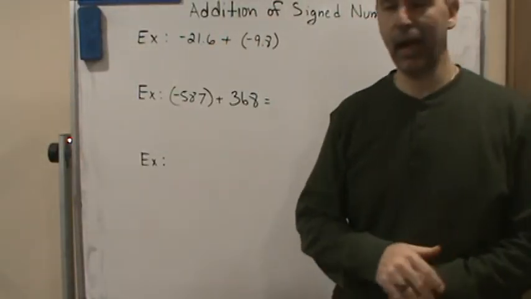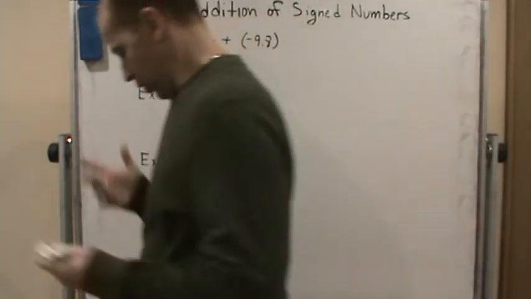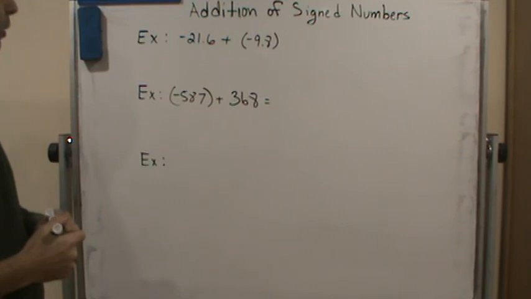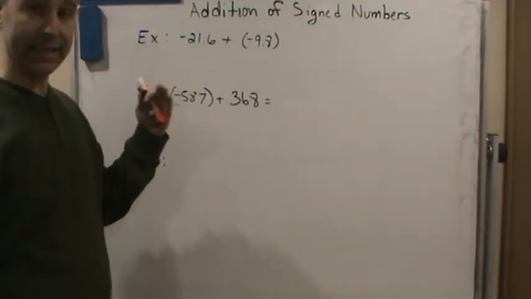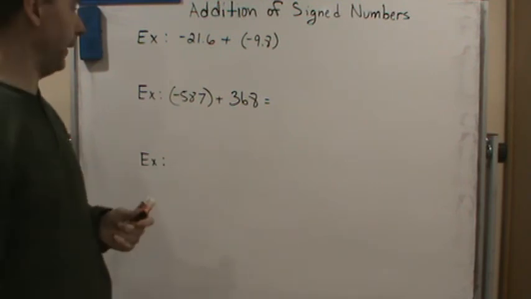Okay, welcome back. And now we're going to do some more examples. So now we're going to deal with decimals. So we're familiar with decimals. We've been doing it. We've used that before. So now all we're going to do is deal with signed numbers. All we're going to do is apply our two rules, right?